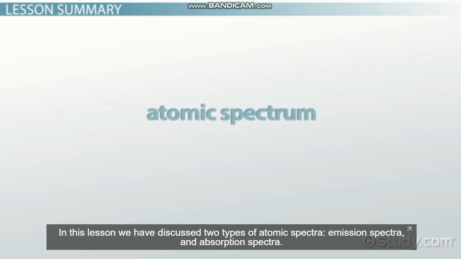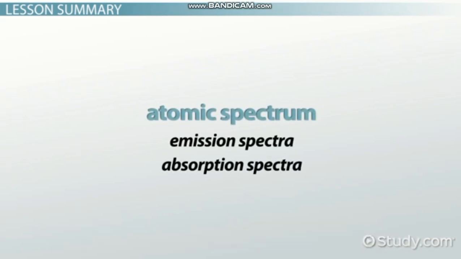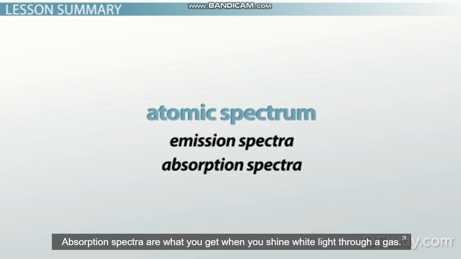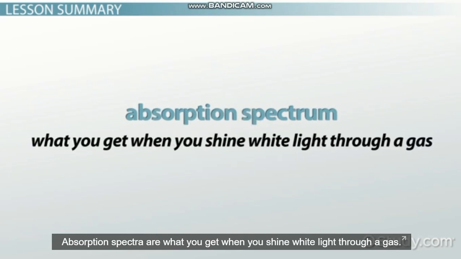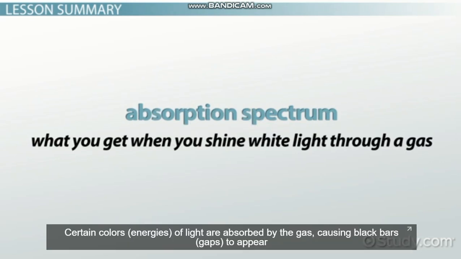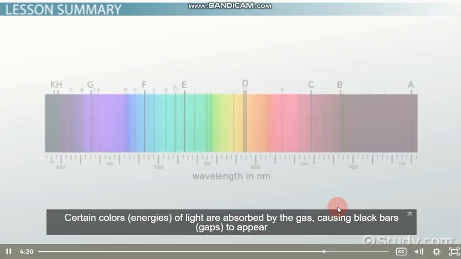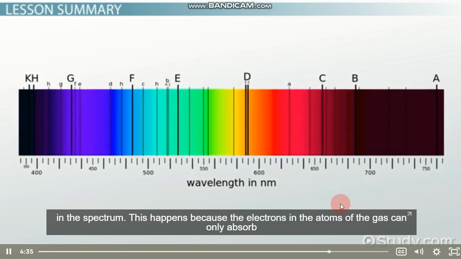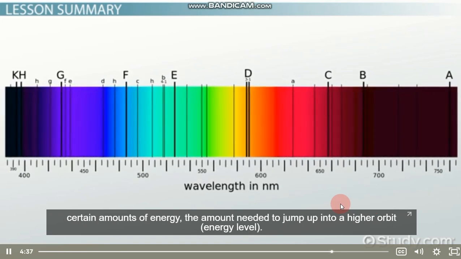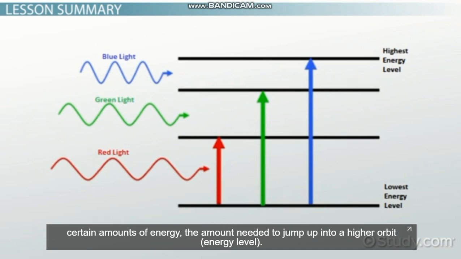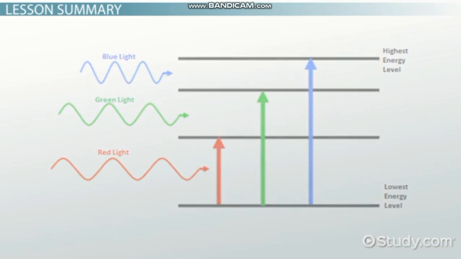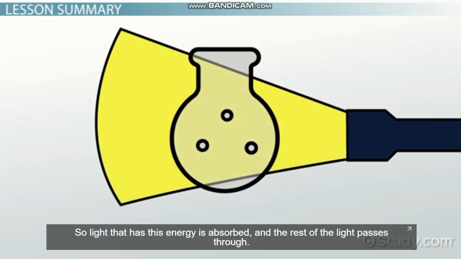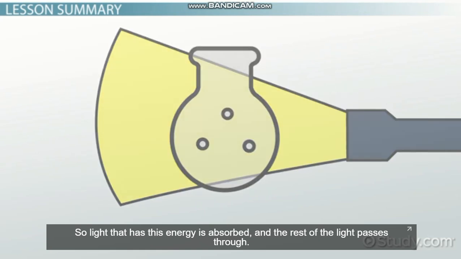In this lesson, we've discussed two types of atomic spectra: emission spectra and absorption spectra. Absorption spectra are what you get when you shine white light through a gas. Certain colors or energies of light are absorbed by the gas, causing black bars or gaps to appear in the spectrum. This happens because the electrons in the atom of gas can only absorb certain amounts of energy, the amount needed to jump up into a higher orbit or energy level. So light that has this energy is absorbed, and the rest of the light passes through.